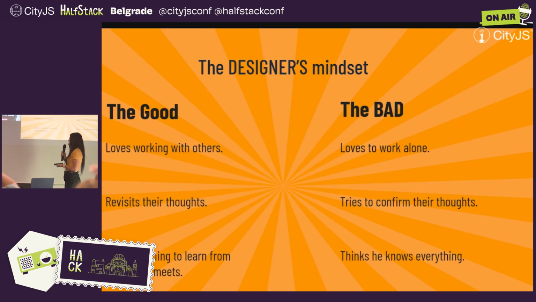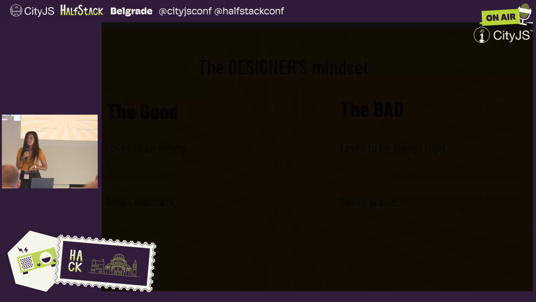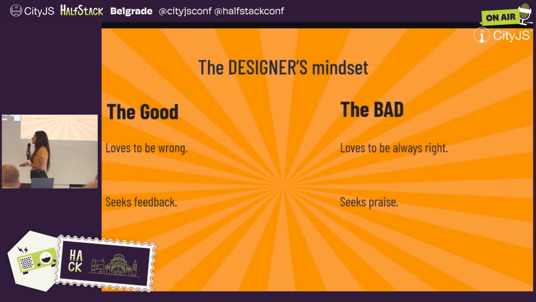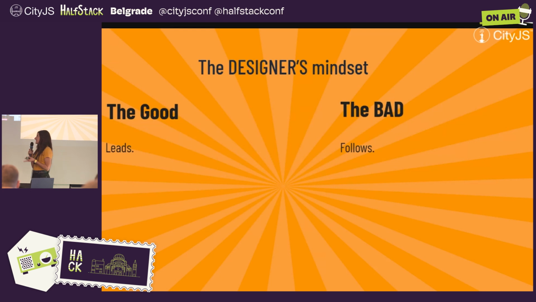Now, the good one loves working with others, collaborating, as we said earlier, revisits their thoughts, and has something to learn from everyone in the team, whereas the bad one loves to work alone, tries to confirm their thoughts, and thinks they know everything. Now, the good one loves to be wrong and seeks feedback, whereas the bad one loves to be always right and seeks praise. Now, the good one leads, whereas the bad one follows.